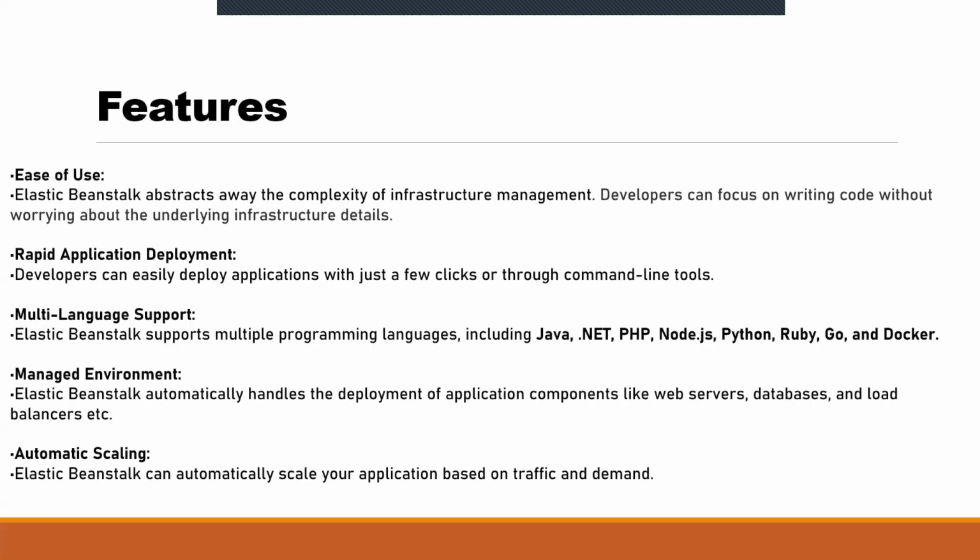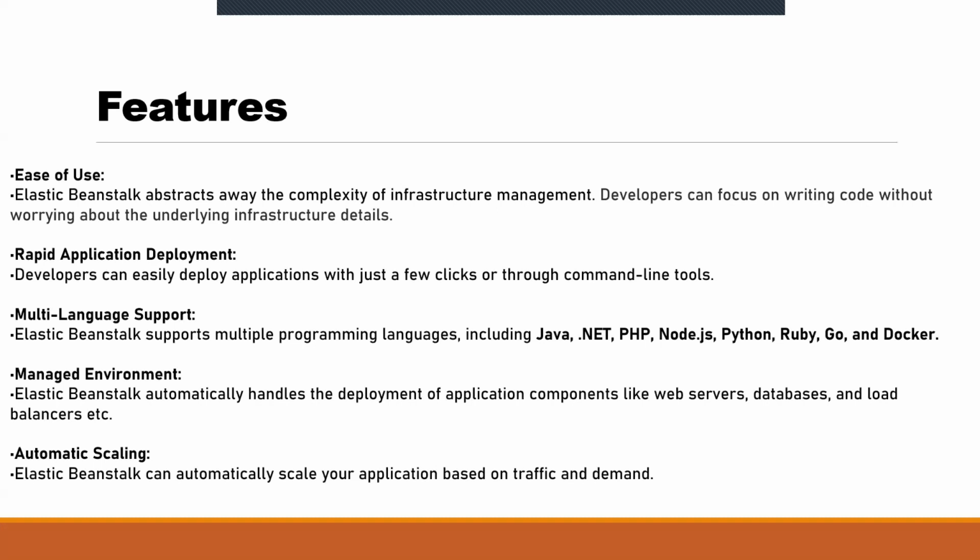So we'll see the features of AWS Elastic Beanstalk. The first is ease of use. Elastic Beanstalk abstracts away the complexity of infrastructure management. Developers can focus on writing code without worrying about the underlying infrastructure details. Second is rapid application deployment. Developers can easily deploy applications with just a few clicks or through command line tools. Third is multi-language support. Elastic Beanstalk supports multiple programming languages including Java, .NET, PHP, Node.js, Python, Ruby, Go, and Docker.